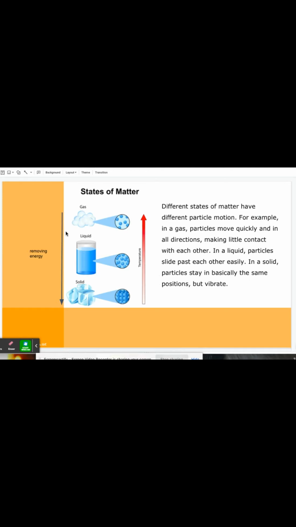Okay, whether you're removing energy or increasing energy, different states of matter have different particle motion. For example, in a gas, particles move quickly and in all directions, making little contact with each other because they're so far apart. In a liquid, particles slide past each other easily. In a solid, particles stay basically in the same position but still move and vibrate.